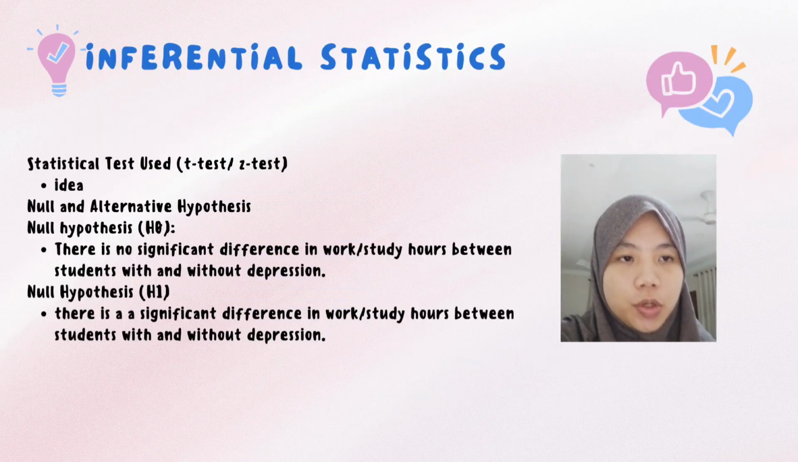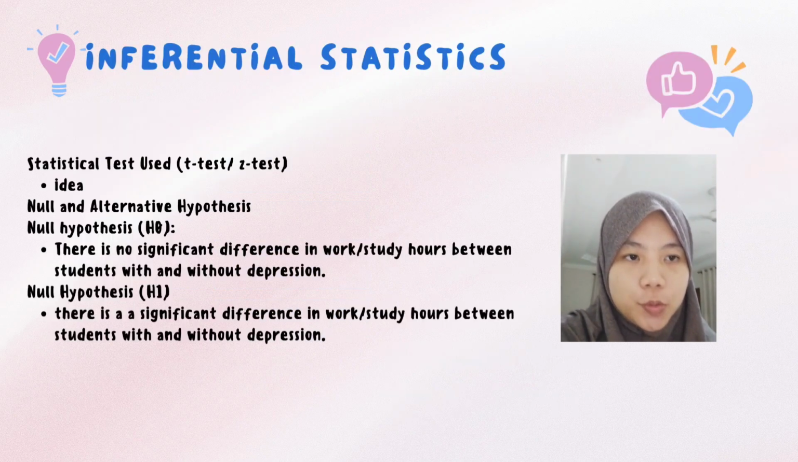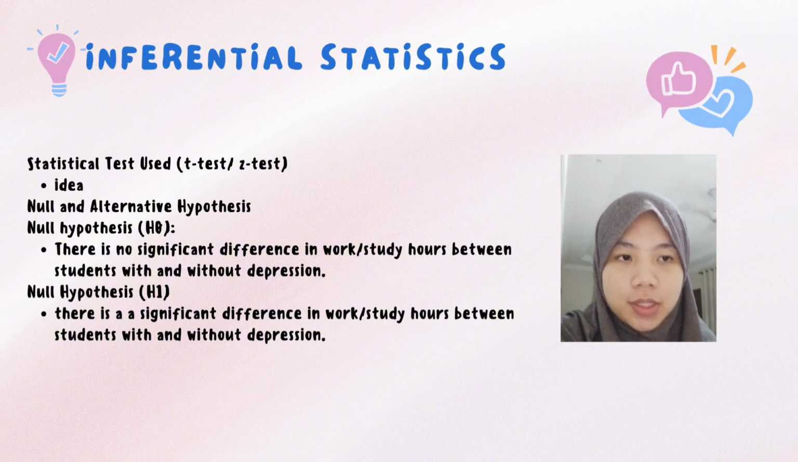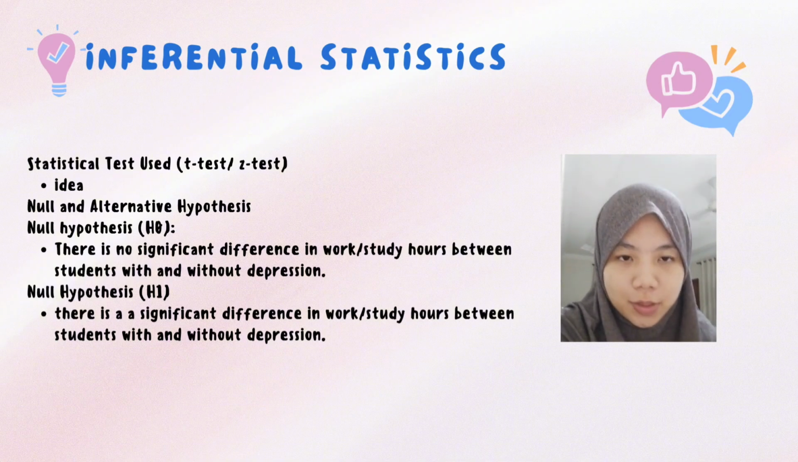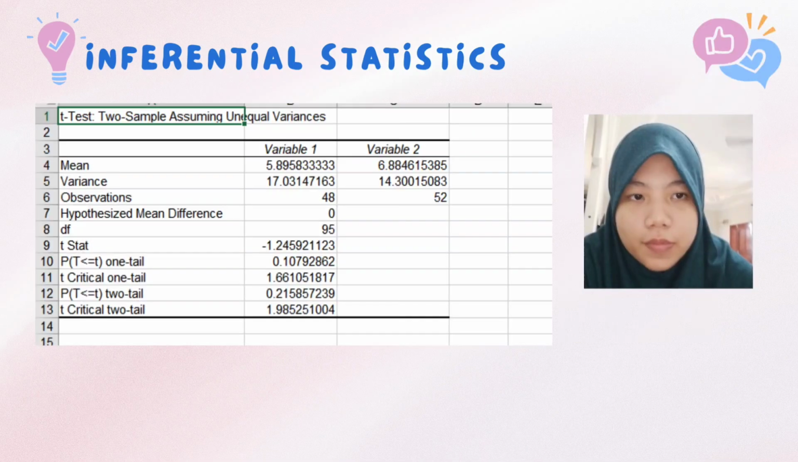Inferential statistics show the null and alternative hypotheses. H0: There is no significant difference in work or study hours between students with and without depression. Alternative hypothesis H1: There is a significant difference in work or study hours between students with and without depression.